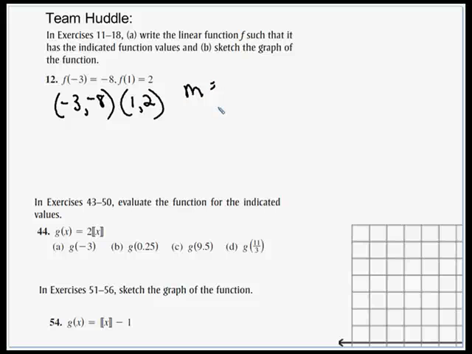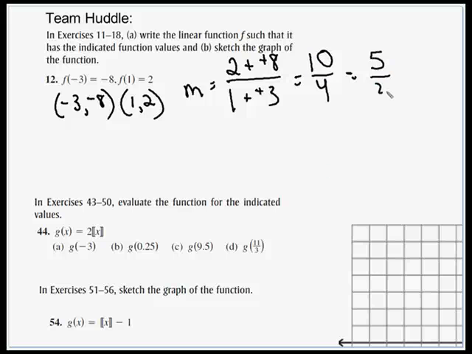y minus y over x minus x. 2 minus -8 over 1 minus -3. And for both of these, we add the opposite, and we get 10/4, which reduces down to 5/2. So our slope, our m, is 5/2.